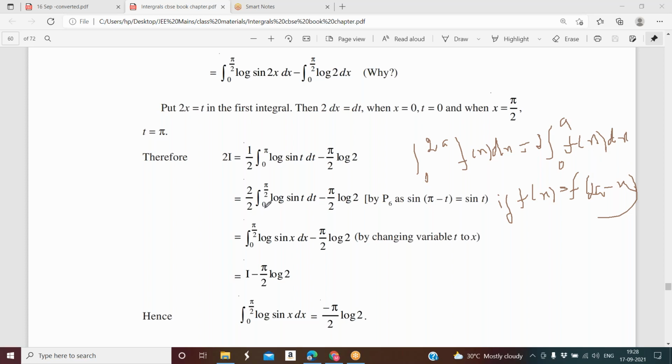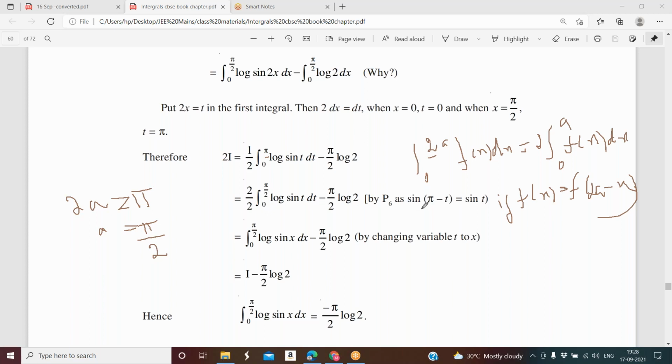So here we have integral 0 to 2a. What is 2a? 2a equals pi. In place of 2a, we have pi. Therefore, a value is pi by 2. So 2 times integral, already we have 1 by 2 outside, so 1 by 2 times 2 times integral 0 to pi by 2.